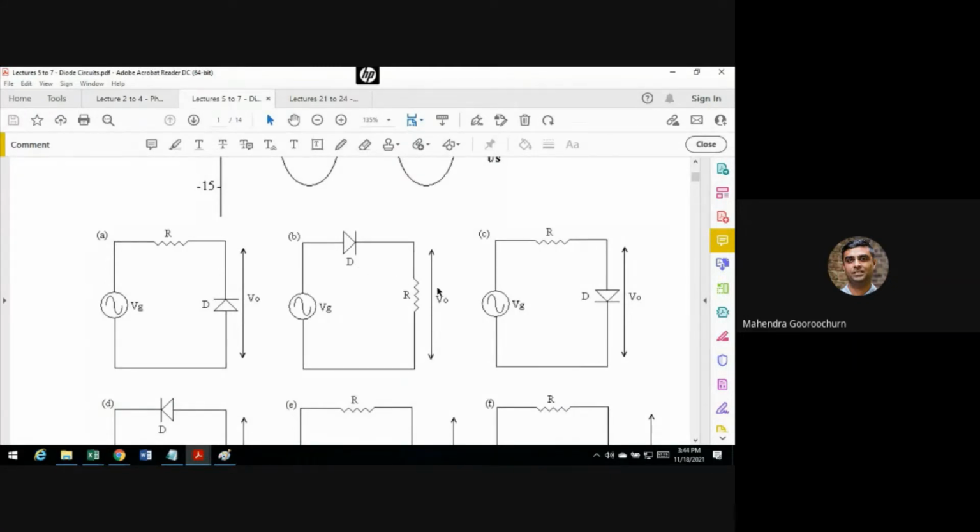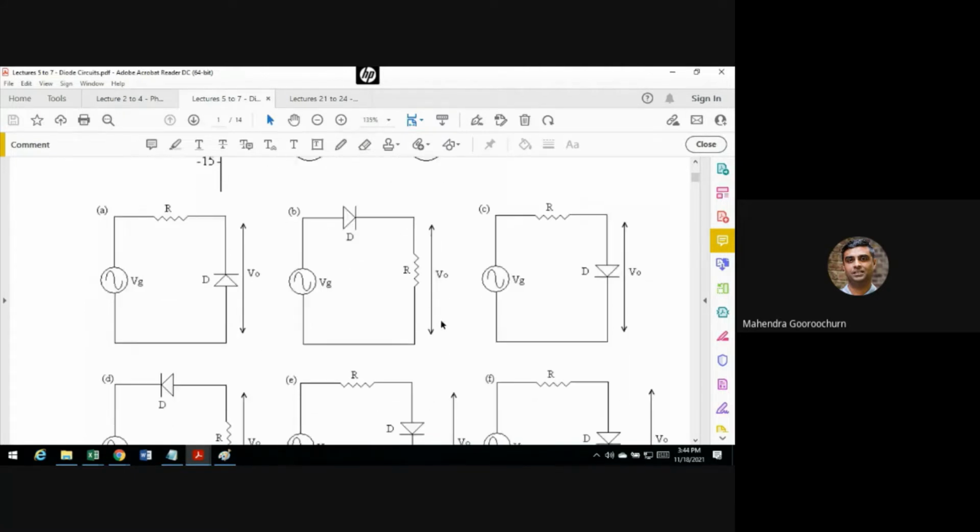This can be a bit confusing, so I would want you to develop the competence to draw the waveforms for all these cases. Make sure you can do it. Even if it's a very simple circuit, it can tend to be a bit confusing. Now let's try to analyze each one in turn.